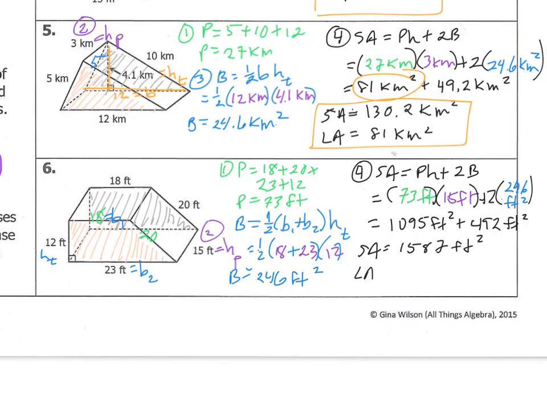What's your lateral area? What is it? Yep, the 1,095 feet squared. So that was your lateral, giving us our two separate answers. What is lateral area again? What does it mean?